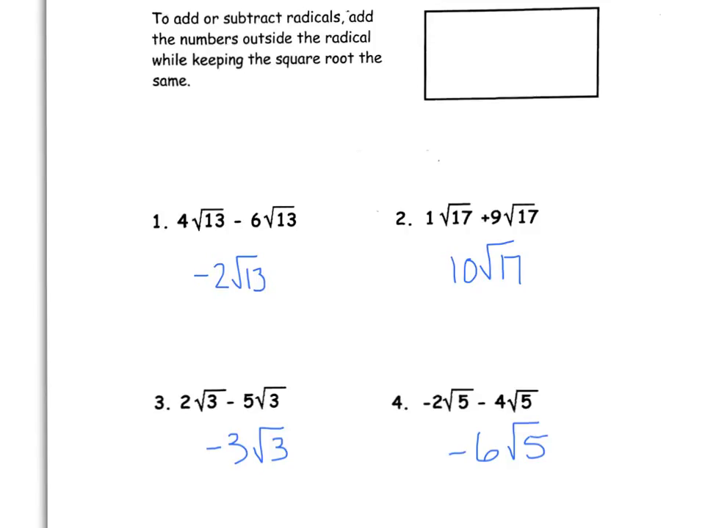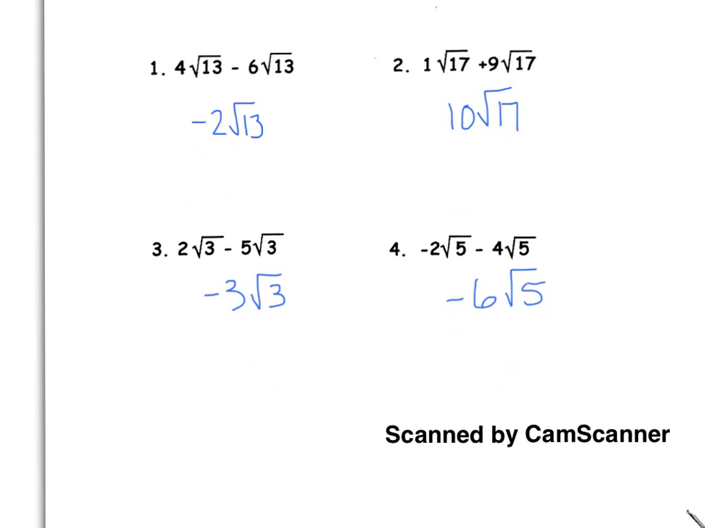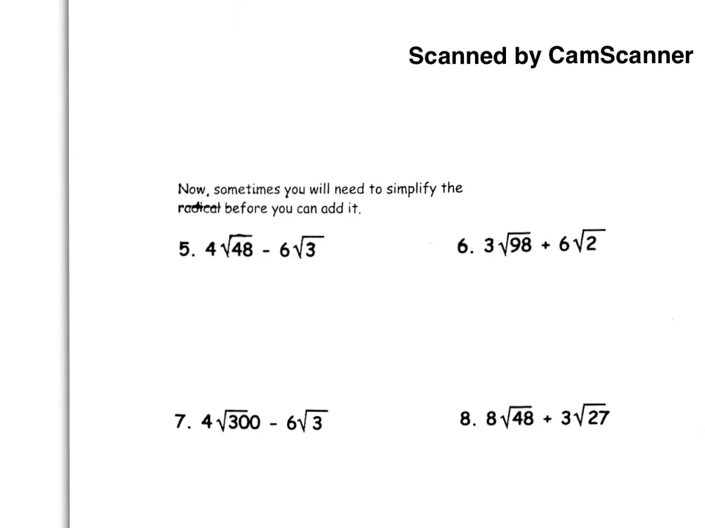Okay, so you can see here, number 2, 1 radical 17 and 9 radical 17 makes 10 radical 17. 2 minus 5 is negative 3 radical 3. Negative 2 minus 4 is negative 6 radical 5. Just be careful. You need to make sure that they have the same radical in order to combine them. All of these did, so it works out. Now, what happens when they are not the same?